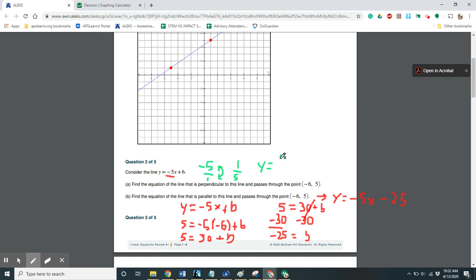So the equation is y is equal to 1/5 x plus b. We have a new y-intercept. And just like we've been doing, we take this point and plug it in for x and y, which gives us the equation 5 for y is equal to 1/5 times -6 plus b.